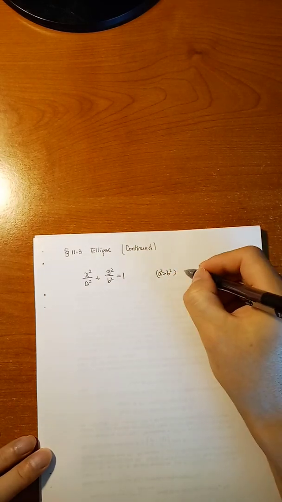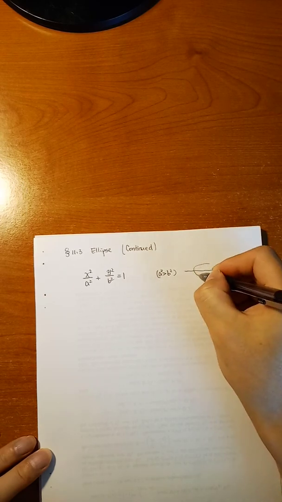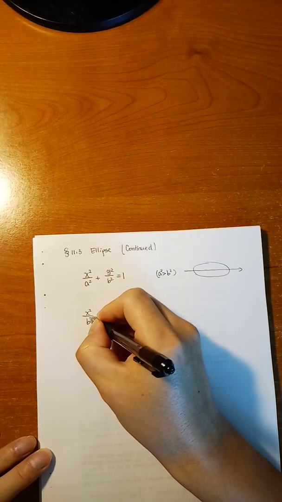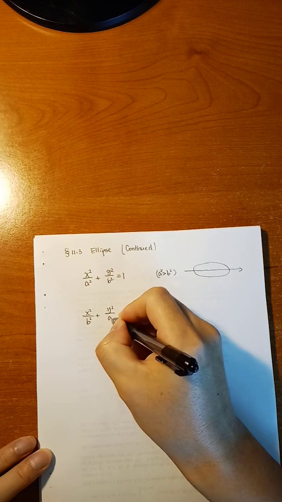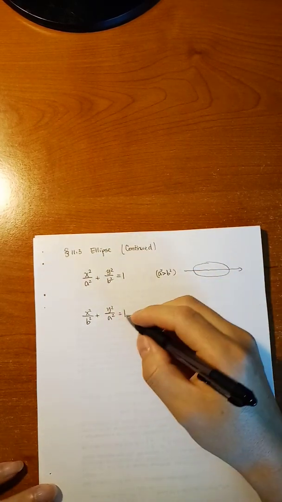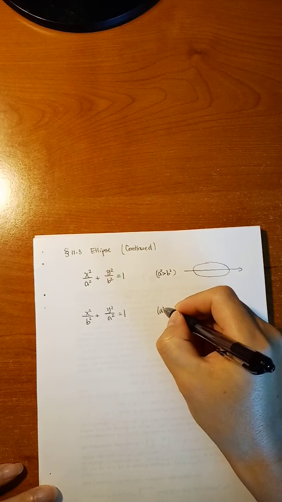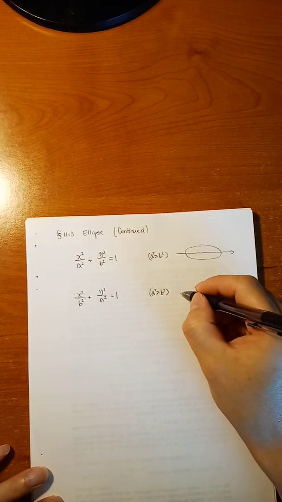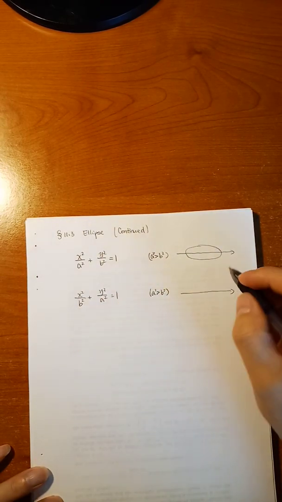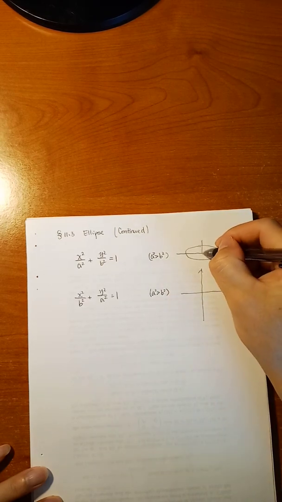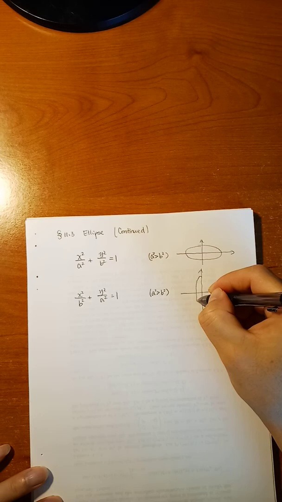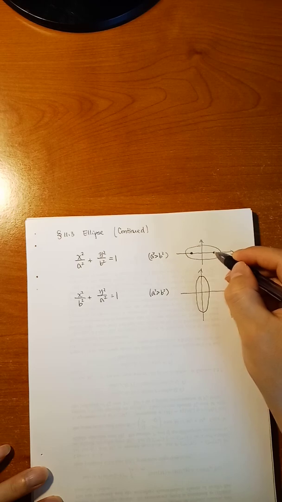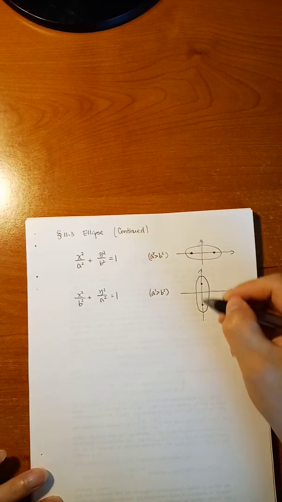If this happens, it's a horizontal ellipse. If you have x squared over b squared plus y squared over a squared equal to 1, again, we require the greater denominator is a squared. Then this is a vertical ellipse because its corresponding numerator is y. Horizontal, vertical means here the foci are on the x-axis, here the foci are on the y-axis, and they are symmetric.